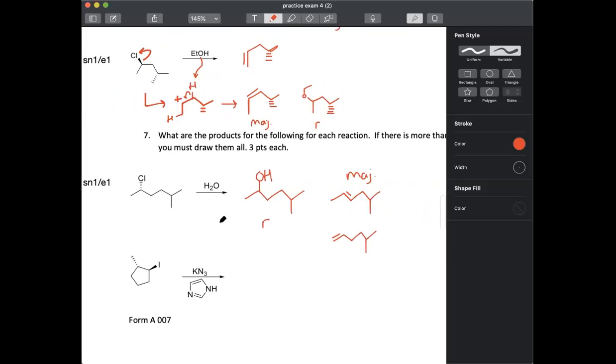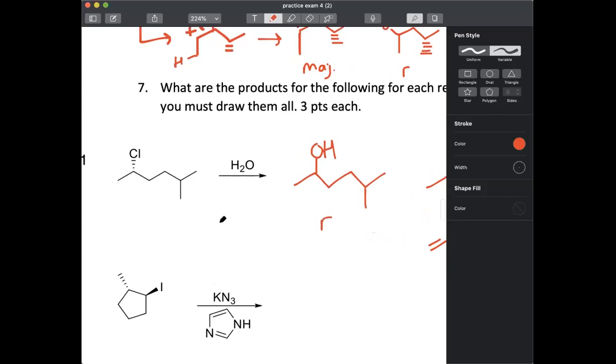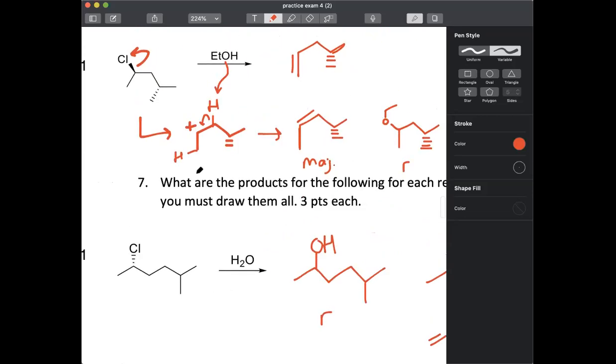Cool. So if I'll just say it, the leaving group leaves. It's actually the same mechanism as this, but instead it's water up here. So you do the same exact thing, except replace this with water. Cool?